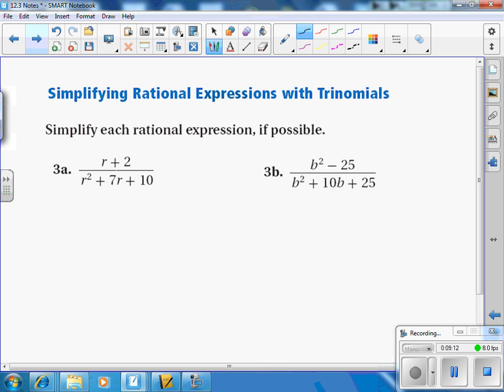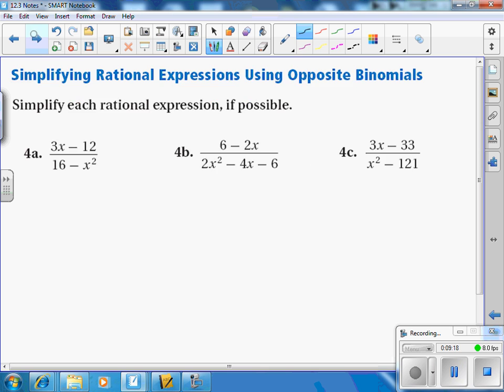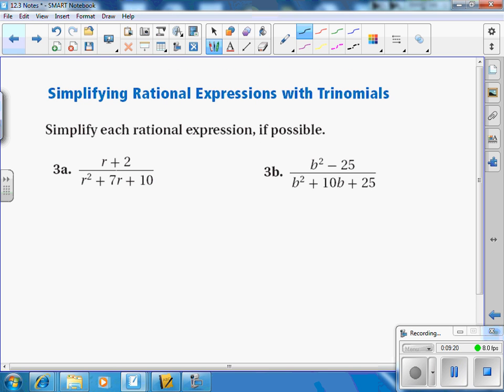So of course they get a little harder. We have some trinomials now, and this goes back to factoring. This is why we decided to do Chapter 12 before we did Chapter 9. So factor both parts. Let's see what we can get.